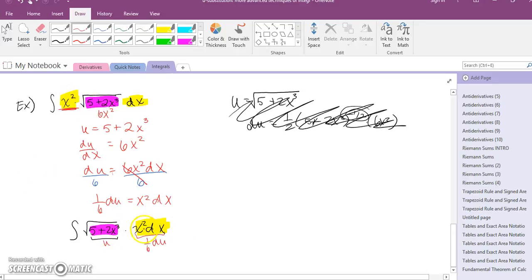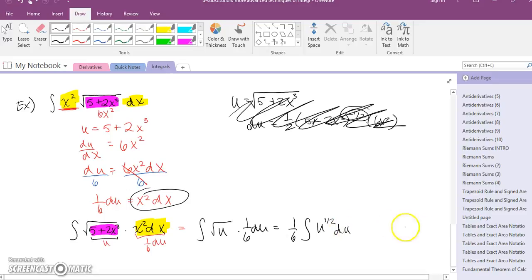My next job is to take this complicated integrand, or the integral expression, and rewrite it with u's. So I'm going to do the integral of the square root of u, because 5 plus 2x cubed was u, times, I called x squared dx 1/6 du. Now I'm going to take my constant out front so I don't even have to look at it. I'm going to rewrite the square root of u as u to the 1/2. And now I can very easily do the antiderivative of this. 1/6 is coming along for the ride. I add 1 to my power. Dividing by 3/2 is the same thing as multiplying by 2/3.